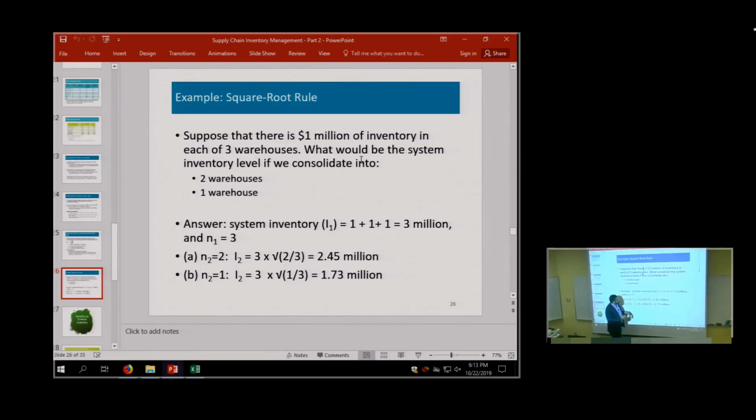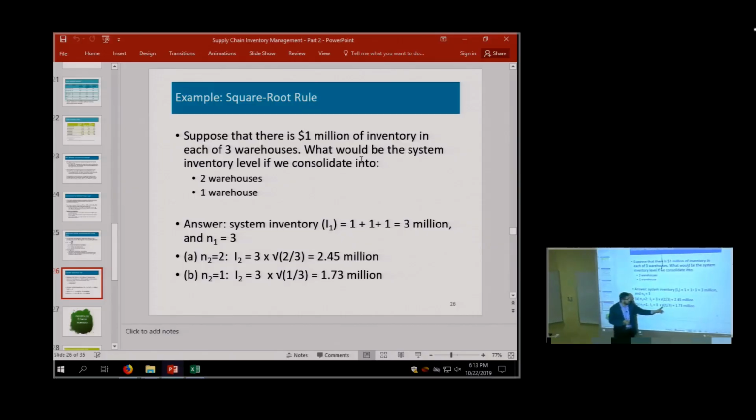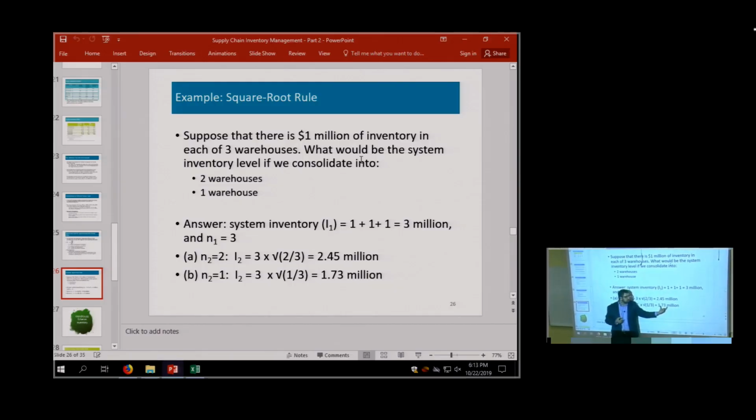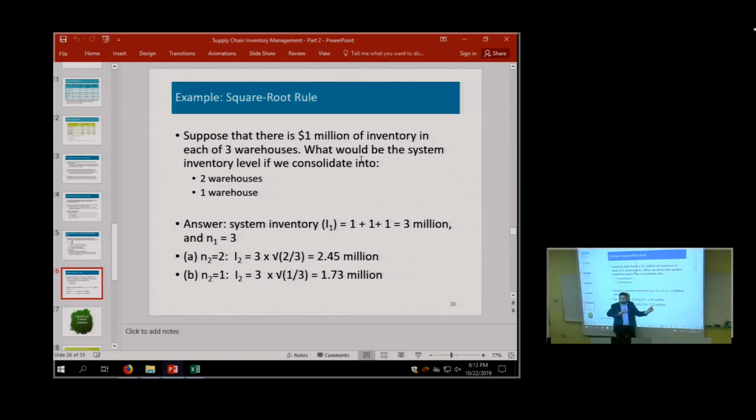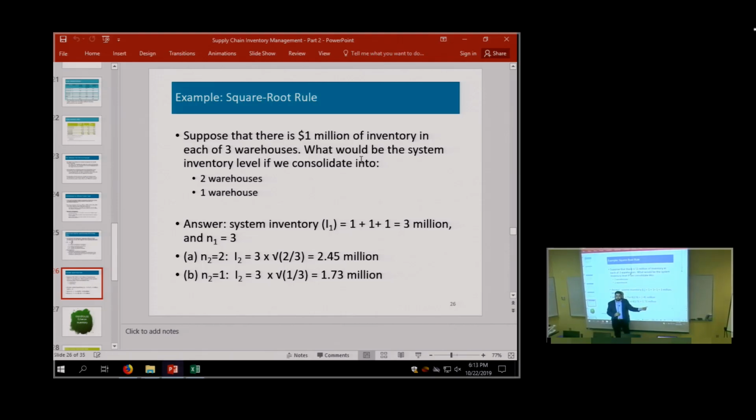Okay. Now if I go down from 3 to 1, then N2 will become 1, N1 will be 3, take the square root, multiply by 3, so I go down to 1.73. So if you centralize all the way down to 1 warehouse, you go from 3 million in inventory to 1.73 million in inventory, to meet the same level of demand, the same service level, everything else staying the same. Okay? So you can see that centralization can dramatically reduce inventories and inventory holding cost.